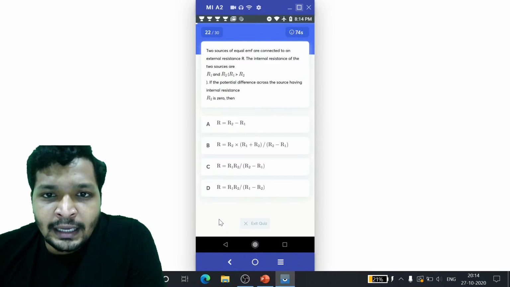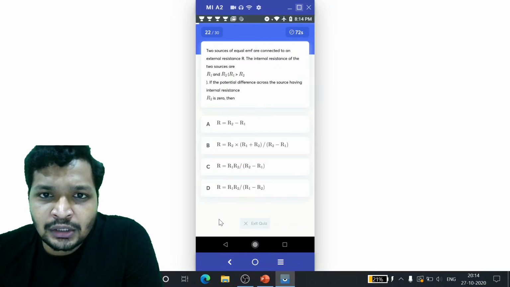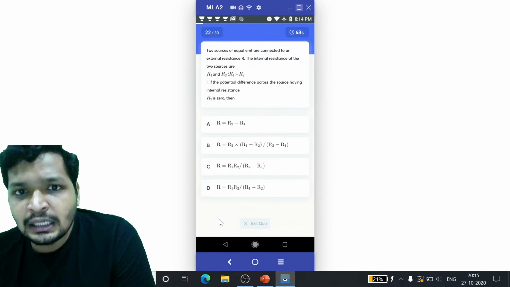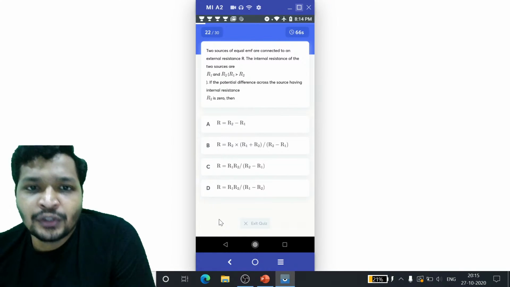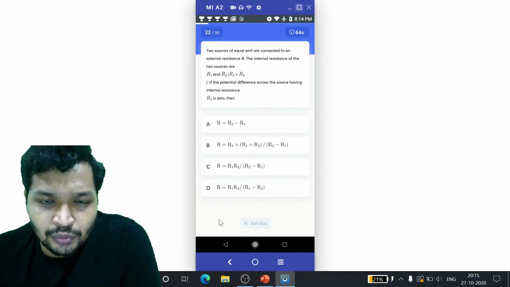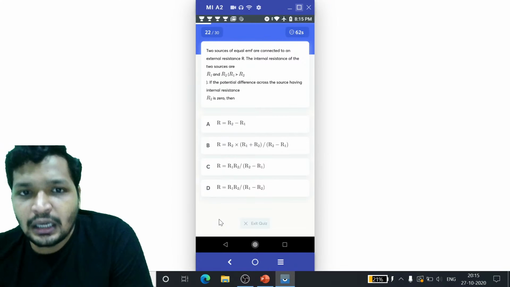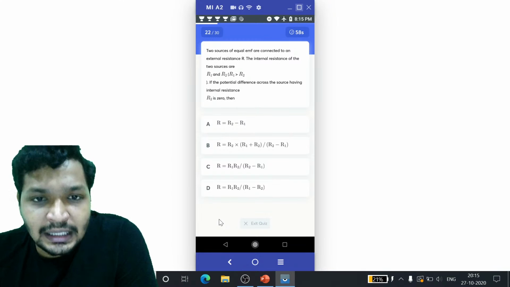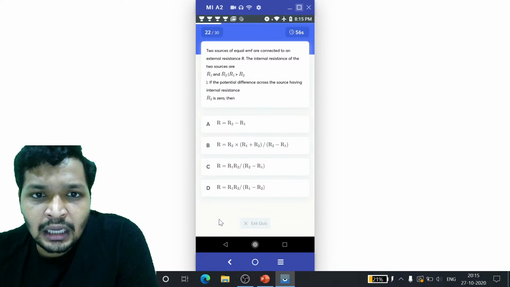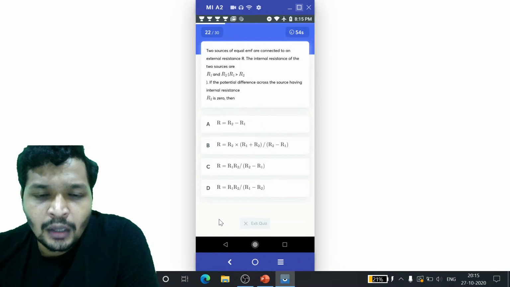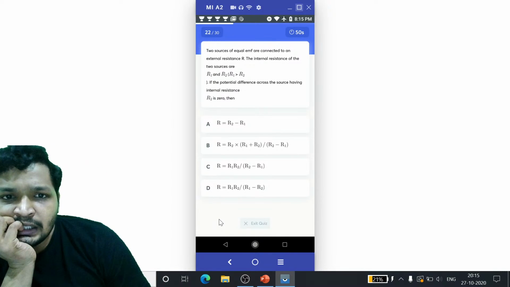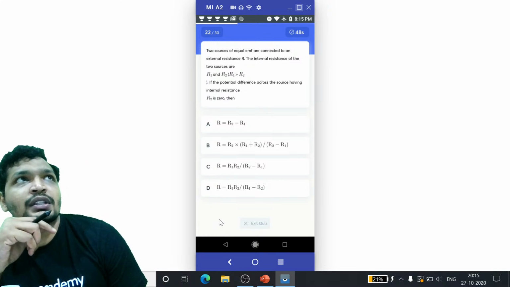Alright. And again, we have this question. Two sources of equal EMF are connected to an external resistance R. The internal resistance of the sources are R1 and R2, and of course R1 is greater than R2. The potential difference across the source having internal resistance R2 is 0.